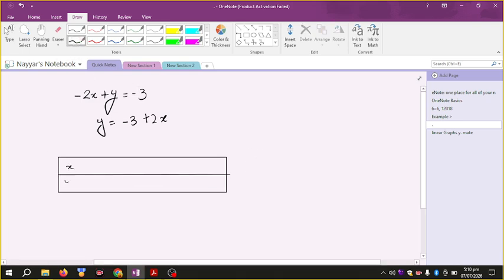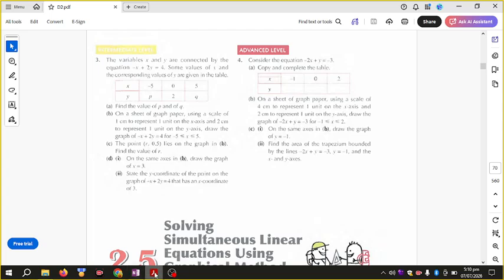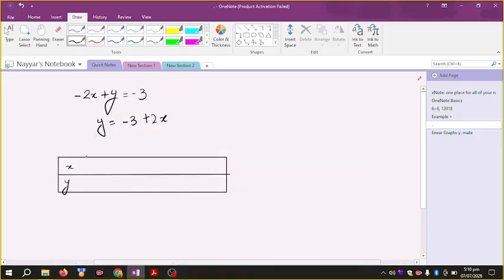So the values of x are minus 1, 0, 2. Now if you substitute x equal to minus 1 in this equation, what will be the value of y? Just substitute this value in the equation, which is y is equal to minus 3 plus 2x. So you will get minus 3 and minus 2, which is minus 5. So the value of y is minus 5.